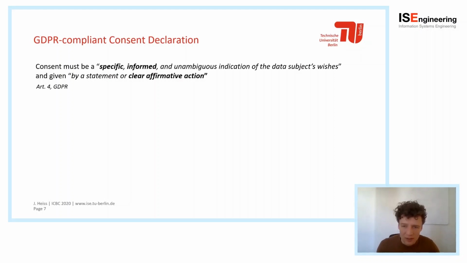Specific and informed means that the data subject must be aware of who intends to process which personal data for what reason. The clear affirmative action says that the service consumer must proactively decide on this consent declaration. So something like actively ticking a box or proactively choosing a technical setting.